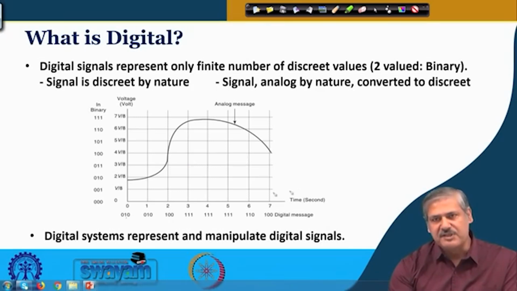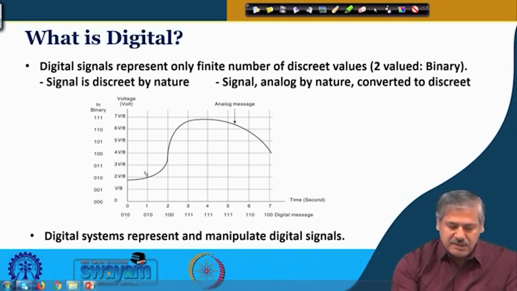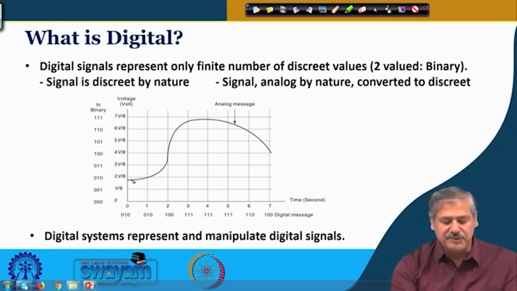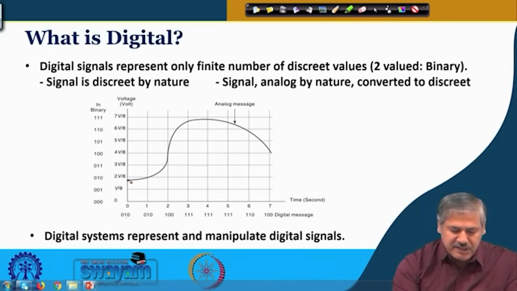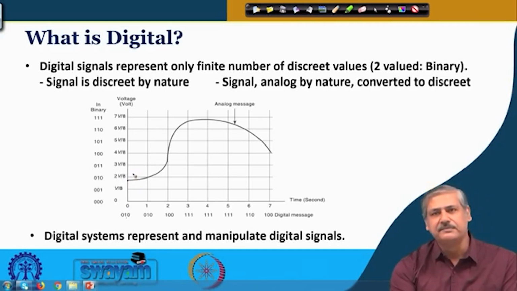So, these are the samples. These are the time instances, and at each sample point, at each sample value, we can see the corresponding discrete values. At 0 we see the value is over here, so we associate it with the closest value, which is 2 V by 8.